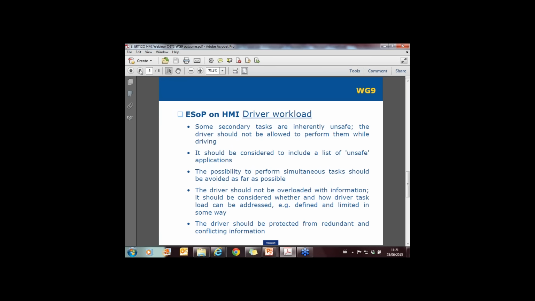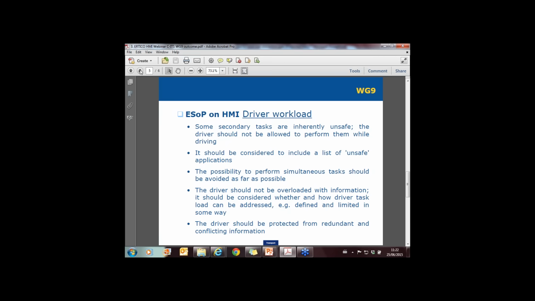Okay, another important point from the safety point of view that has been discussed many times. I don't think we can say we have come to any new ideas, but we think we should advance in this line, is driver workload. We think some of the tasks or activities of the driver are unsafe, and the driver should not be allowed to perform them. And this probably can be better clarified in the guidelines.